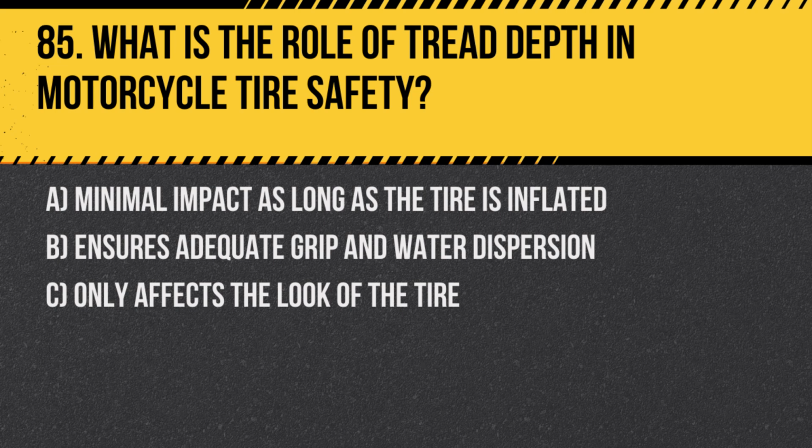Question 85. What is the role of tread depth in motorcycle tire safety? A. Minimal impact as long as the tire is inflated. B. Ensures adequate grip and water dispersion. C. Only affects the look of the tire. Answer: B. Ensures adequate grip and water dispersion. Adequate tread depth is critical for maintaining traction, especially in wet conditions.